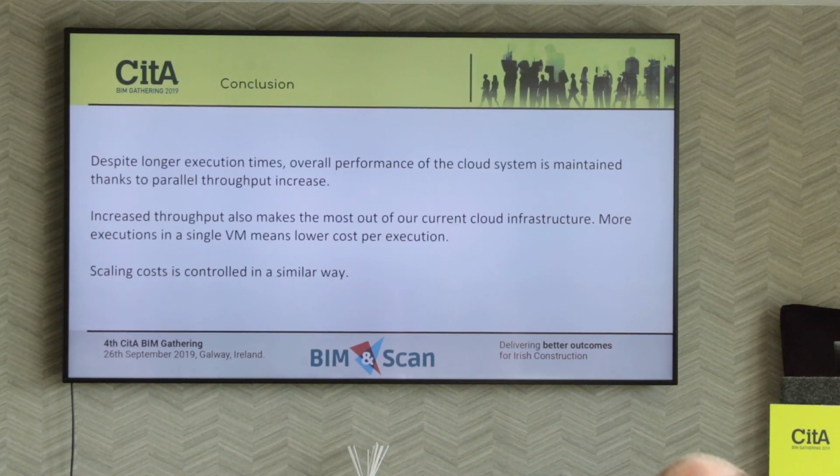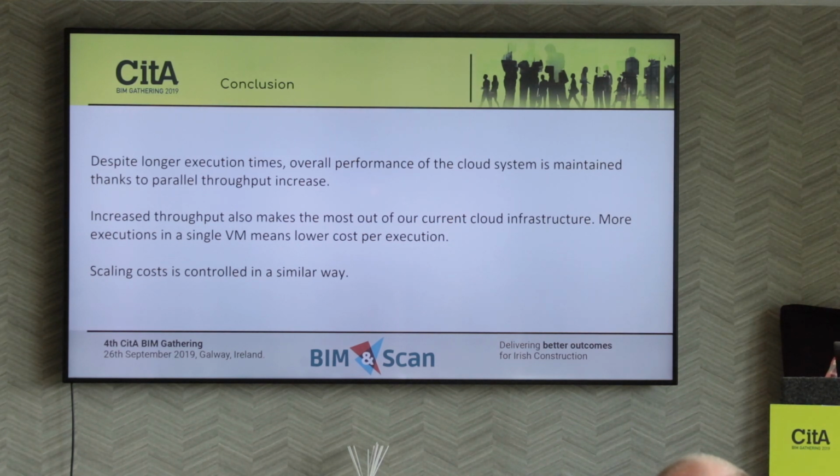So what we concluded was, despite the longer execution times, we got more performance out of the cloud system because our throughput was massively increased. It also made the most of what we had already put on the cloud without needing to scale out to any larger sizes or new VMs. More executions in a single VM meant a lower cost per execution, which meant it was also more viable for us to expand the number of users we're trying to pull in, because they won't push us into hitting too much expense until a certain point, and that's been pushed way down the road. Scaling cost is effectively controlled.